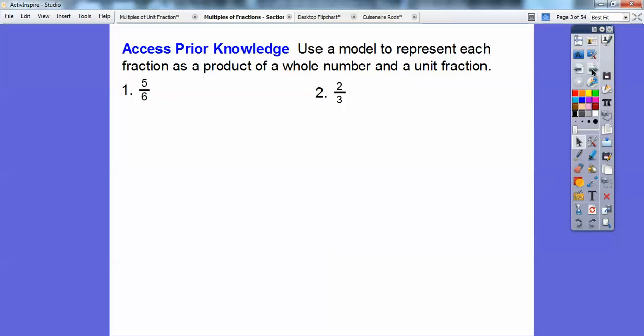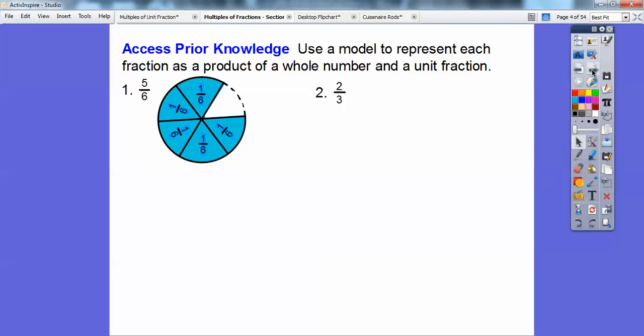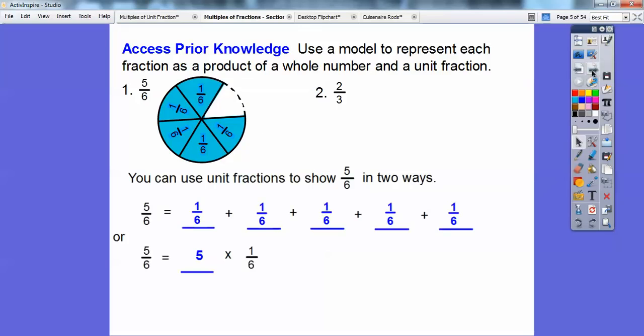Do you remember in the last lesson with Tristan's pizza party that he had? So here was 5/6 right here. So we can add up all these 1/6 plus 1/6 plus 1/6, 5 times. So we can represent 5/6 as adding up 1/6, 5 times, or we can write 5/6 as 5 of these 1/6, or 5 times 1/6. So here's the whole number times the unit fraction. So that's what they're asking here.